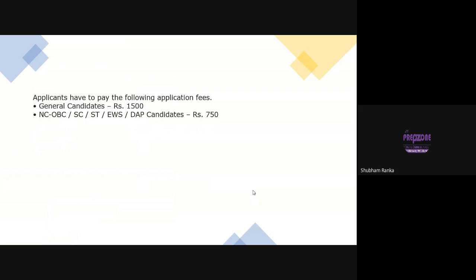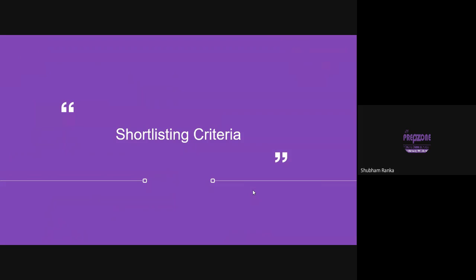So if you belong to the general category, you need to pay 1500 rupees, and any other category has to pay 750 rupees. Then I'll move to the shortlisting criteria.